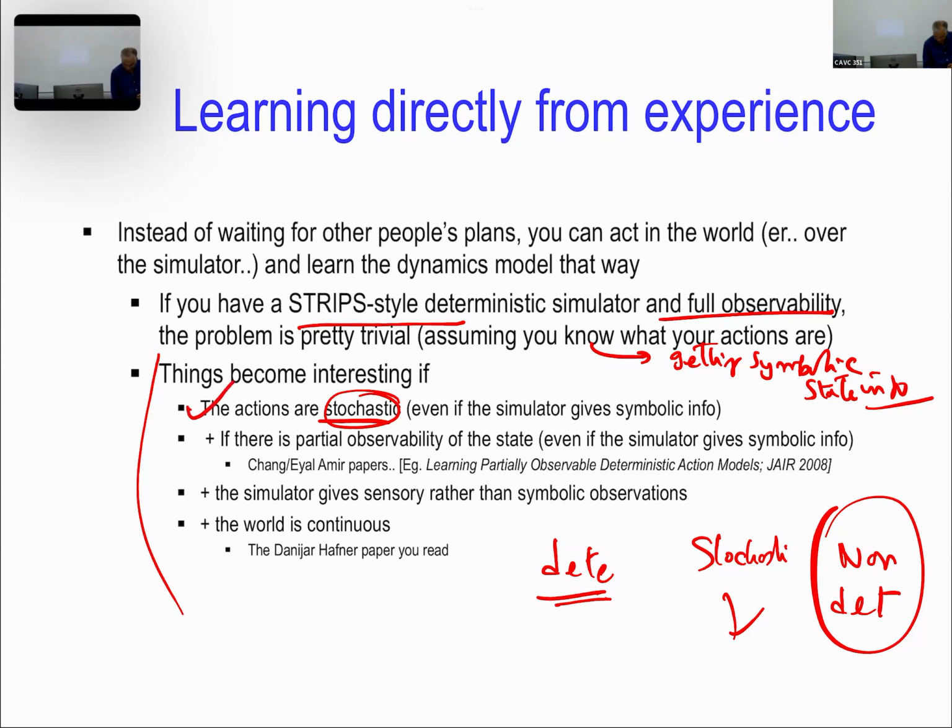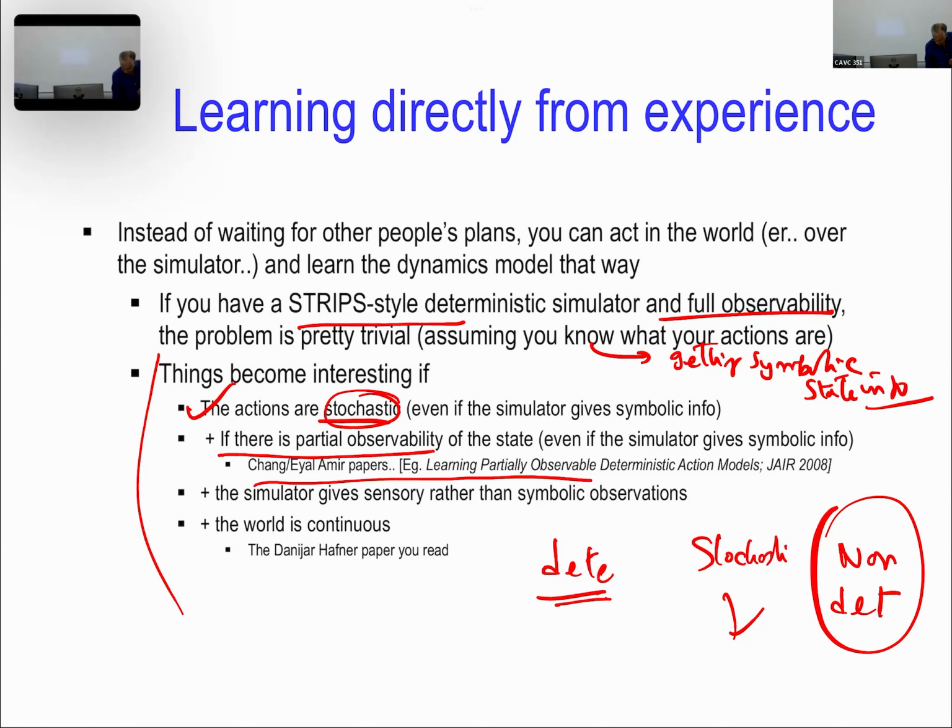So that becomes hard. In fact, there are papers on dealing with stochastic. If there is also partial observability, not only is the action stochastic, it's still symbolic domains, but some of the state variables' values are not observable. So I know this is true, I know this is false, I don't know what to say. That's partial observability, and if you have partial observability, things become harder again.